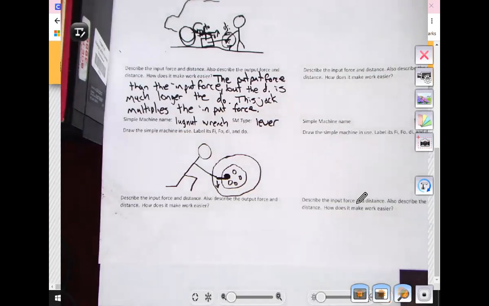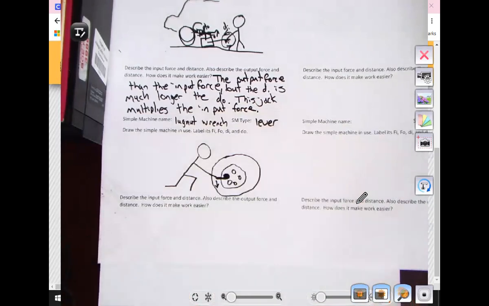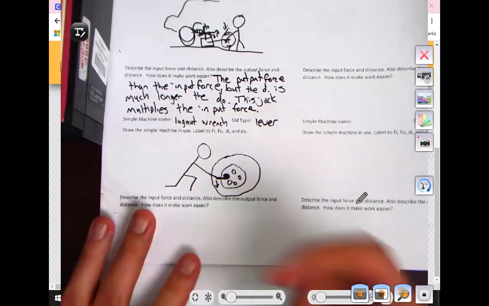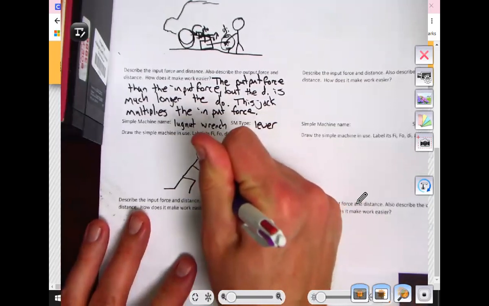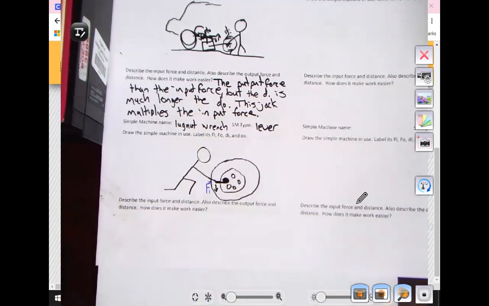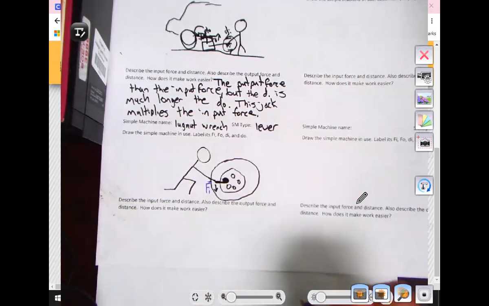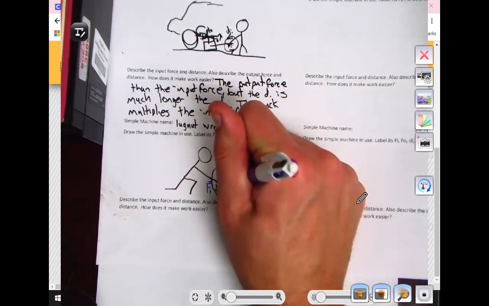All right. If you need a sheet, I have some sheets right here. Come grab a sheet here. All right, this is the FI. I'm going to draw it with a different marker so he can have it. This is the FI right at the handle. He's pushing down right there. Where does the machine do its force? On the lug nut, right here. So the lug nut is the FO.